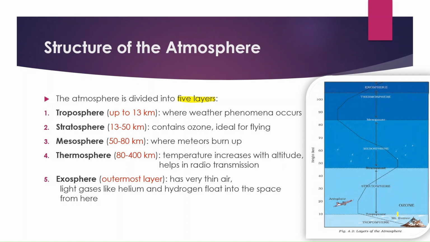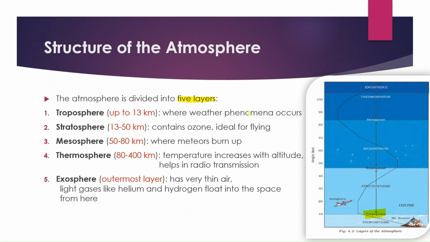The first layer is known as troposphere, and it is the closest layer to the earth. It is about 13 kilometers high and it contains the air we breathe. Weather phenomena like rain, fog, storms all happen here.